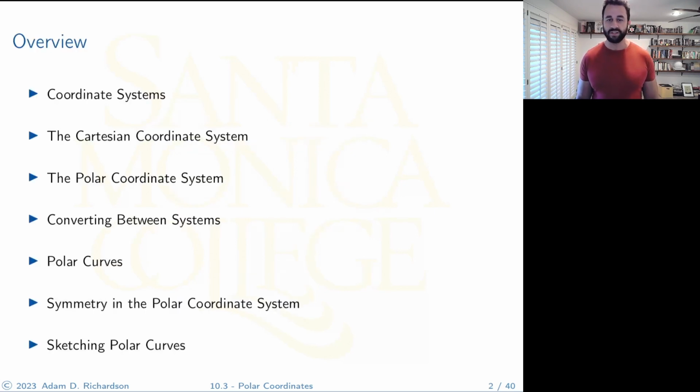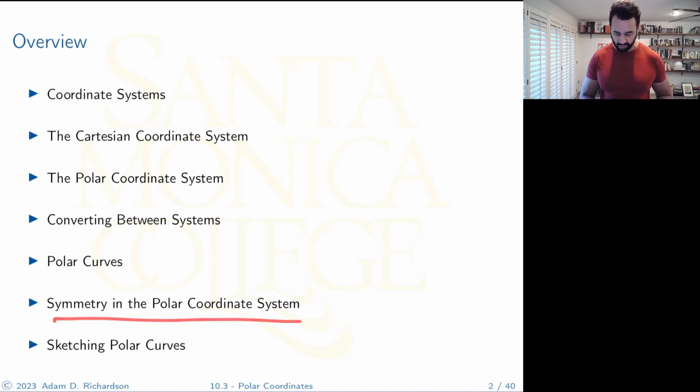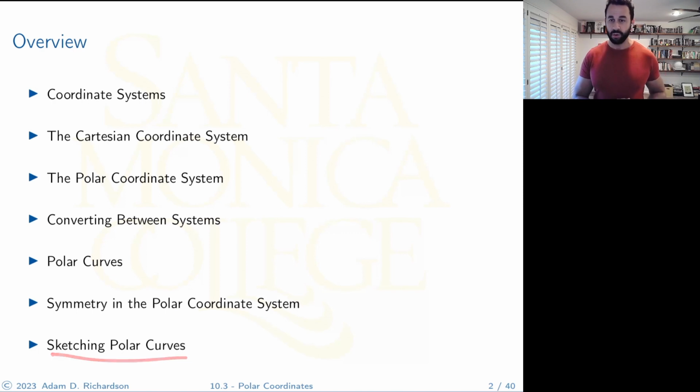So first, we're just going to review what a coordinate system even is. What's the definition of a coordinate system? Then we're going to review the Cartesian coordinate system, which you are all very familiar with. That's the coordinate system you've been using since you were first introduced to a coordinate system. Then we're going to develop the polar coordinate system, which is what this section is all about. We'll talk about how to convert between the two coordinate systems. Then we'll discuss polar curves, and that's where all the pretty pictures start to come in. Polar curves, symmetry in this new coordinate system, and then how to sketch polar curves.